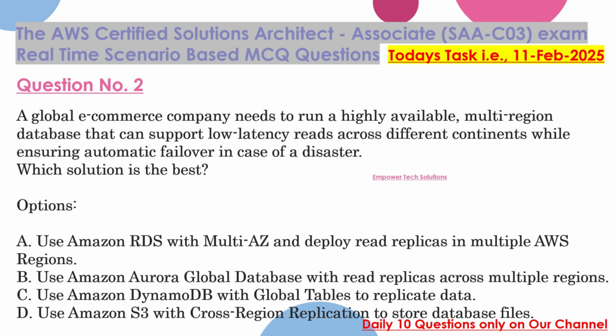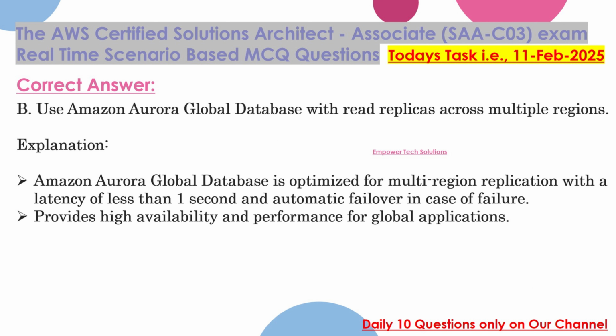C. Use Amazon DynamoDB with global tables to replicate data. D. Use Amazon S3 with cross-region replication to store database files. Correct answer: B. Use Amazon Aurora Global Database with read replicas across multiple regions. Explanation: Amazon Aurora Global Database is optimized for multi-region replication with a latency of less than 1 second and automatic failover in case of failure. Provides high availability and performance for global applications.